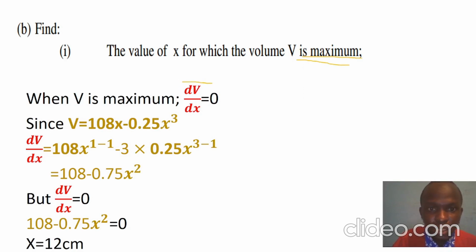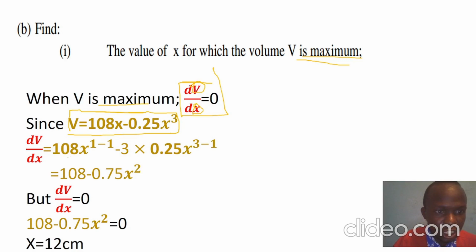So dV with respect to x. Remember here V is volume. Don't confuse this V with the velocity one. This is volume in this particular example, and this x is the dimension. Since we have volume, when the volume is maximum, dV/dx is 0. But we have our expression of V already there. We need to differentiate it.